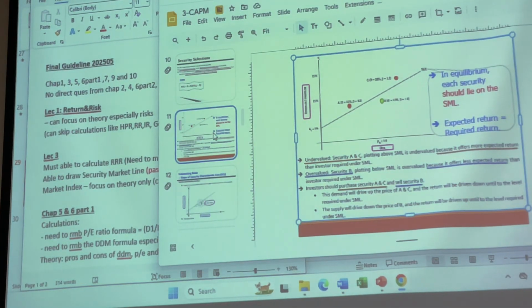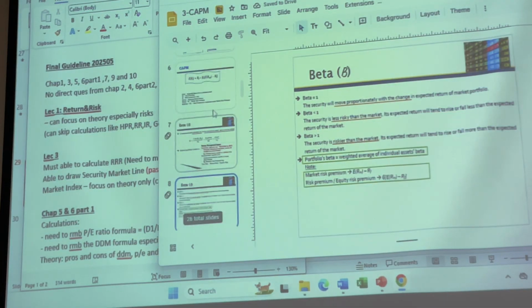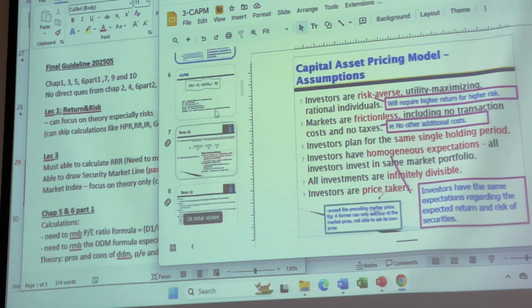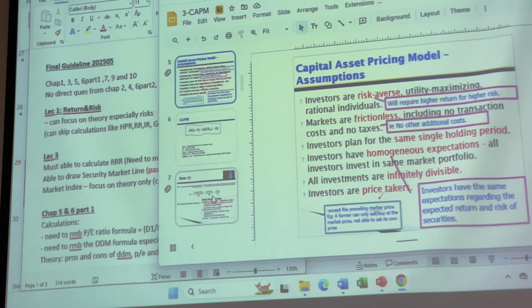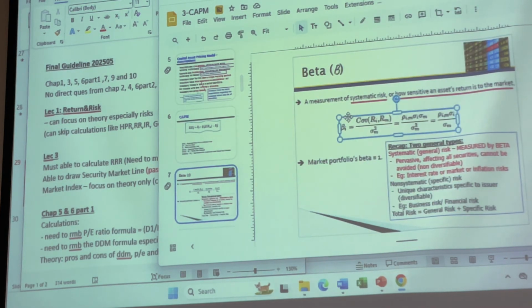And I think I can give you all a few more clues. This one can skip. And then this formula no need to remember. Okay, no need to remember.